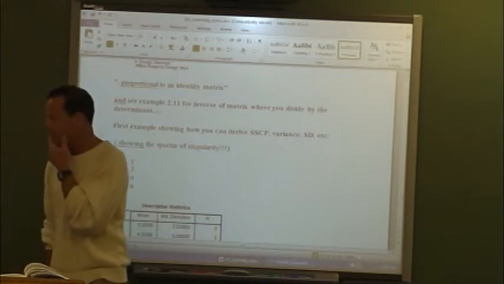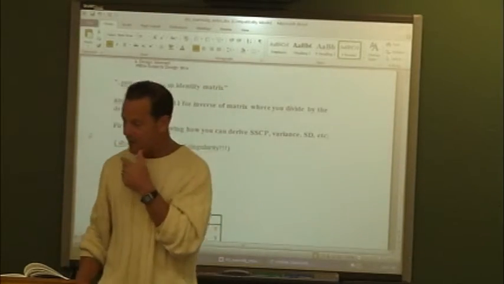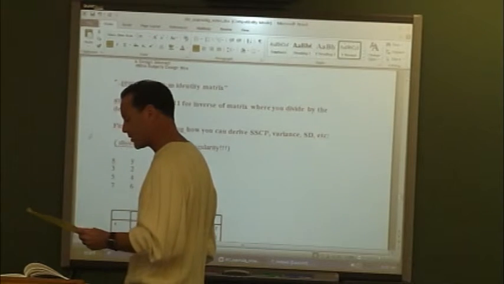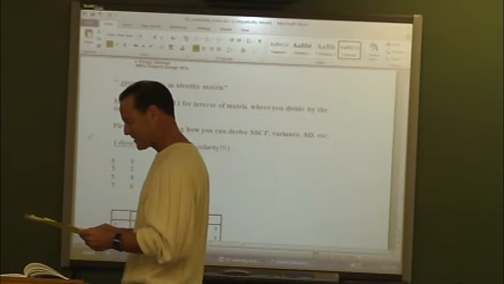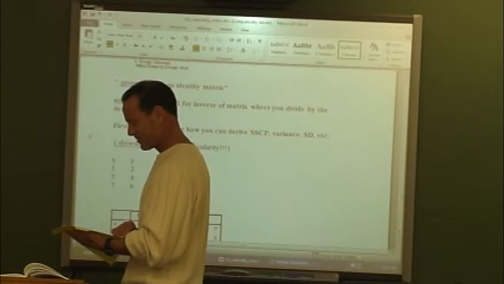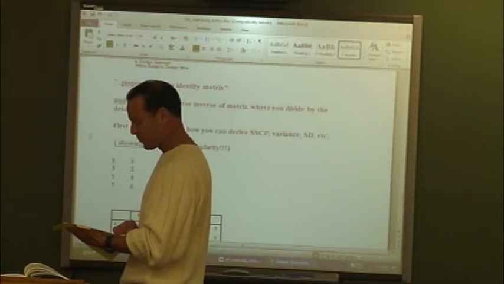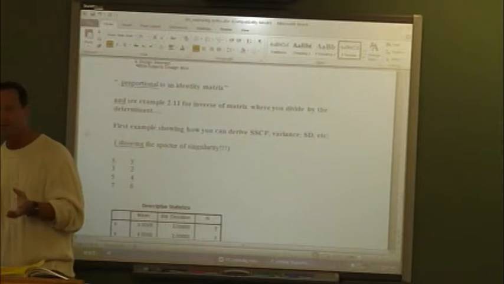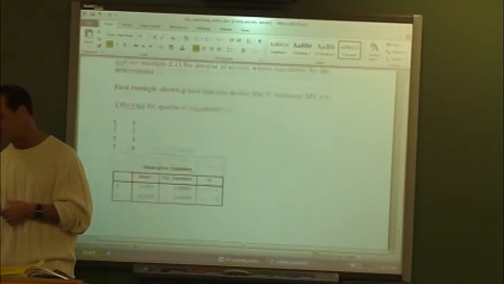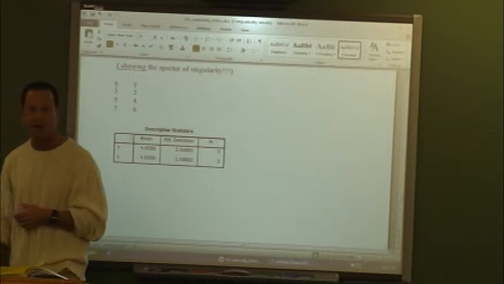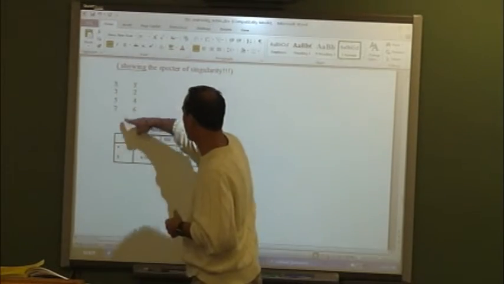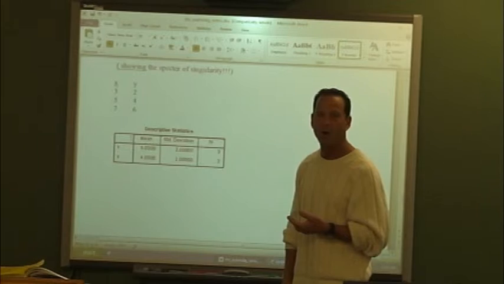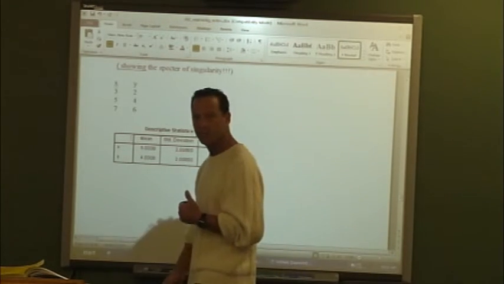Here's an example. Here's a little example that I typed up. I actually have it written down. In fact, I used to give this to you as homework. 3, 5, 7, 2, 4, 6. Pretty clear, small data set. Here's the means, 5 and 4. Does everybody see we have a mean of 5 and a mean of 4 for x and y? So this could be a simple regression problem where you have a predictor and an outcome.